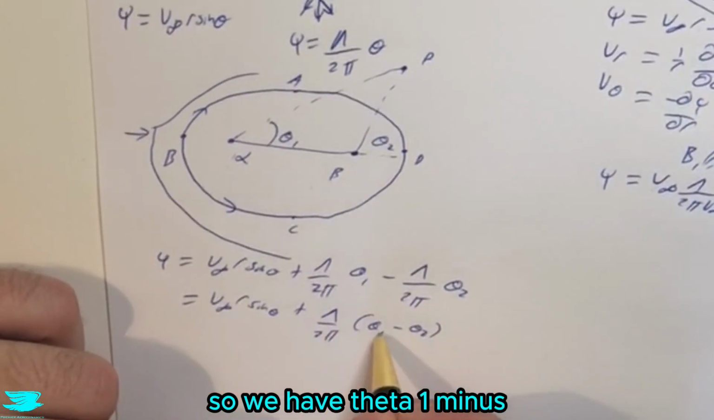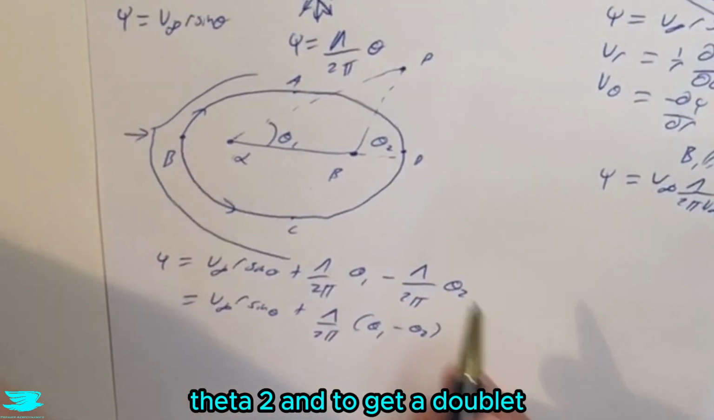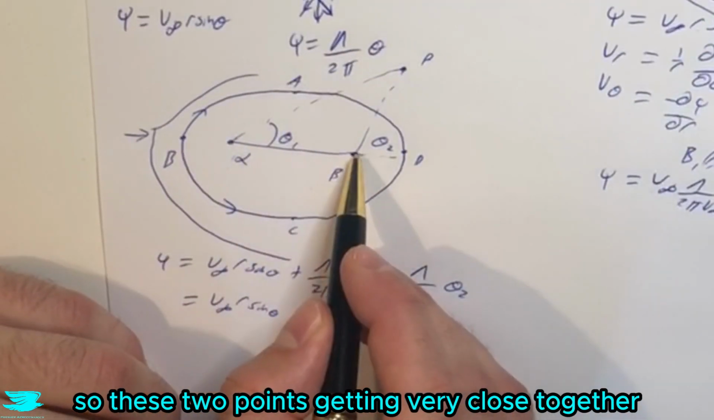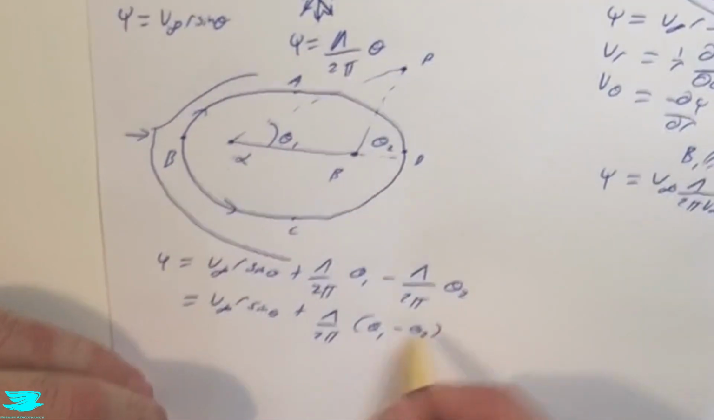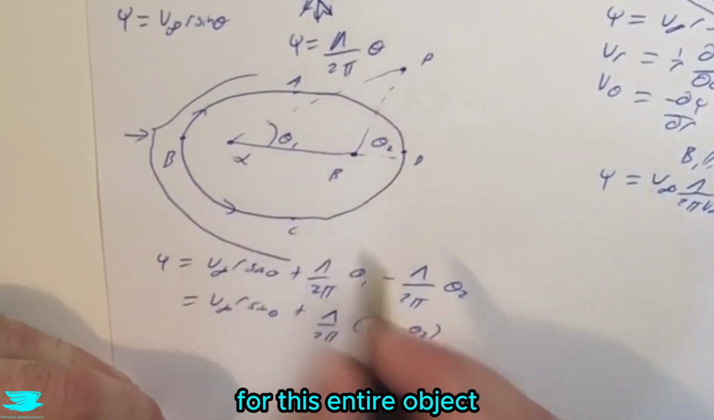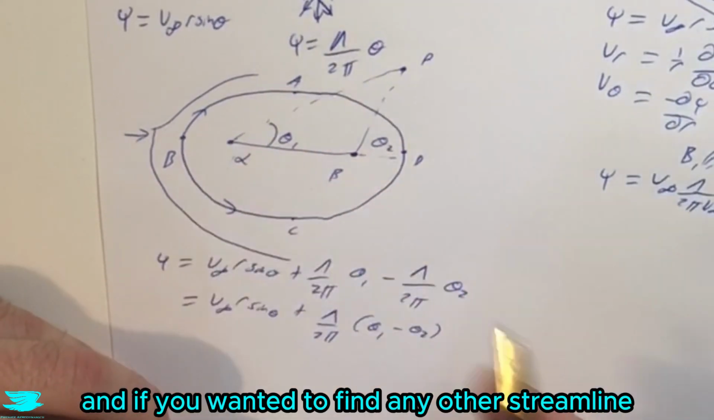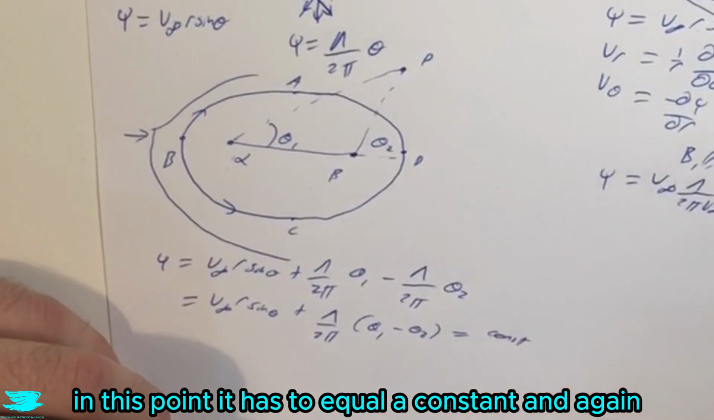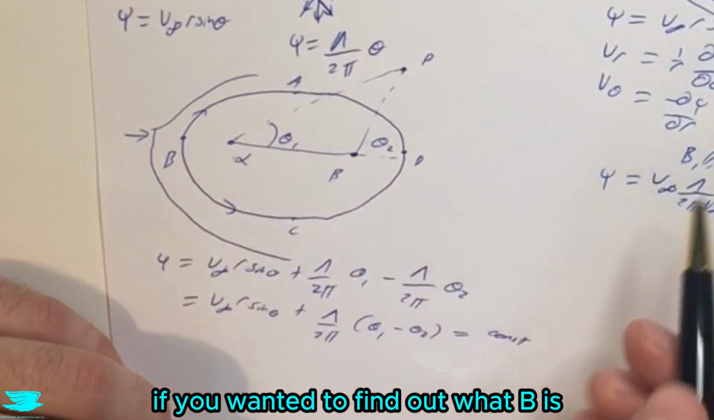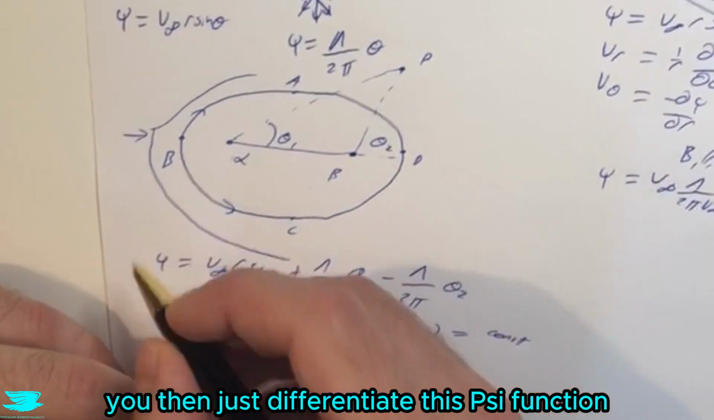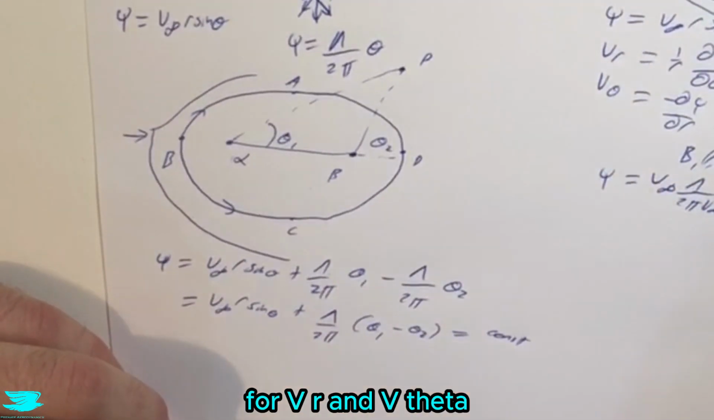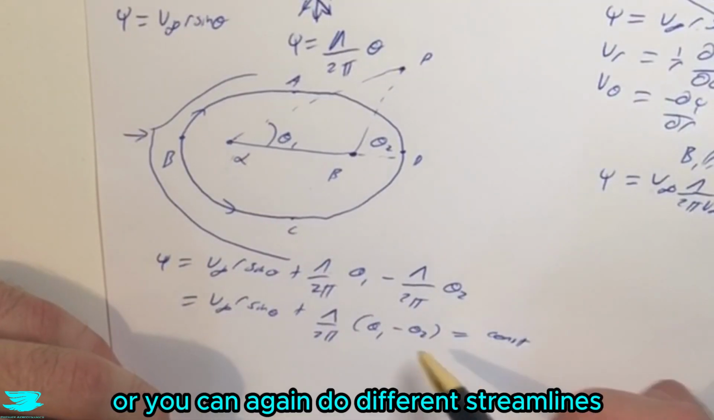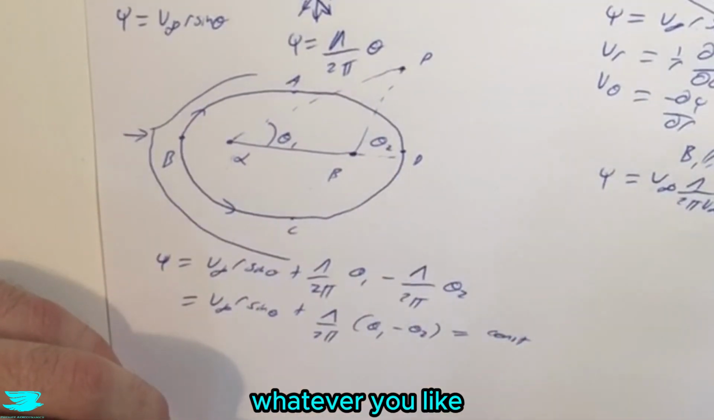So we have theta 1 minus theta 2. And to get a doublet, it's just when theta 1 and theta 2 tend towards 0. So these 2 points get very close together. And this is the stream function for this entire object. And if you wanted to find any other streamline, it has to equal a constant. And again, if you wanted to find out what b is, you would then just differentiate this psi function for v r and v theta, set it to 0, find out what r and theta are, and go from there. Or you can, again, do different streamlines, whatever you like.